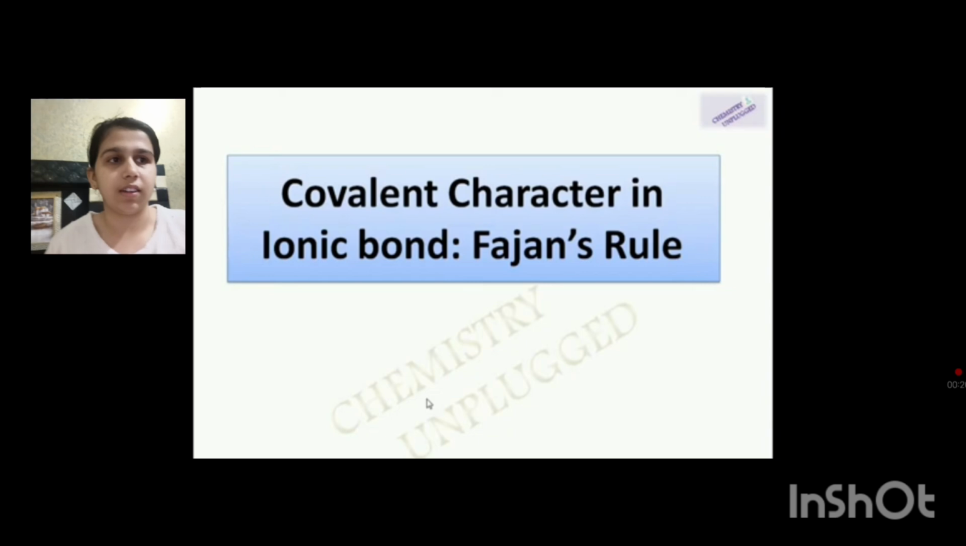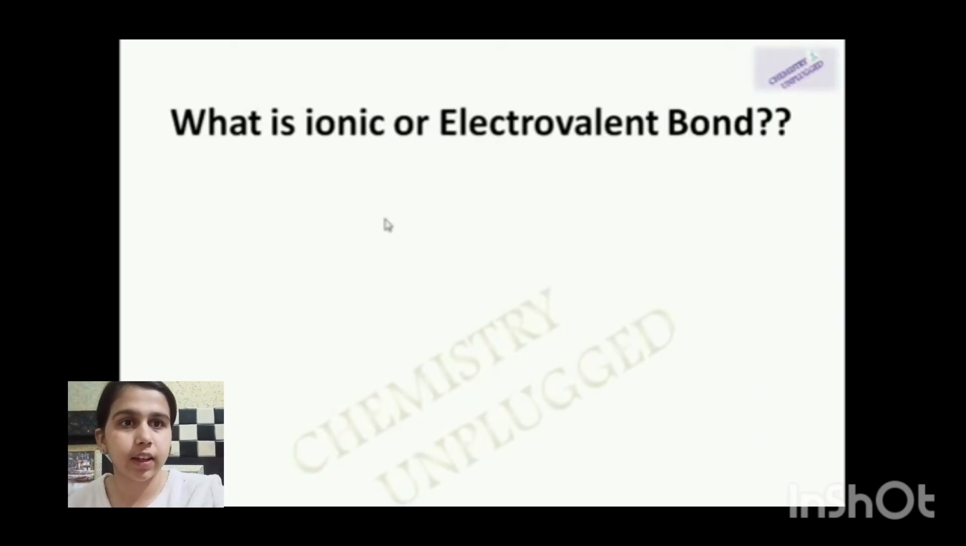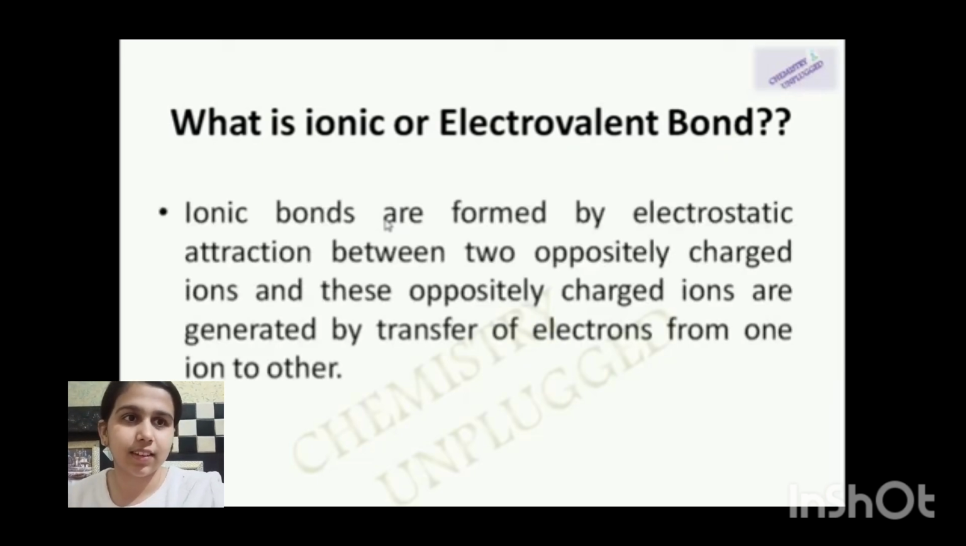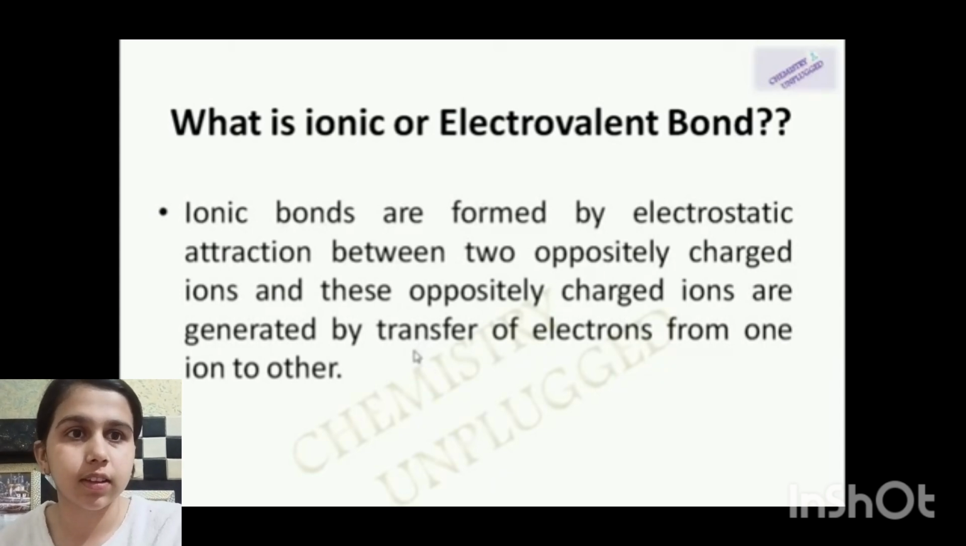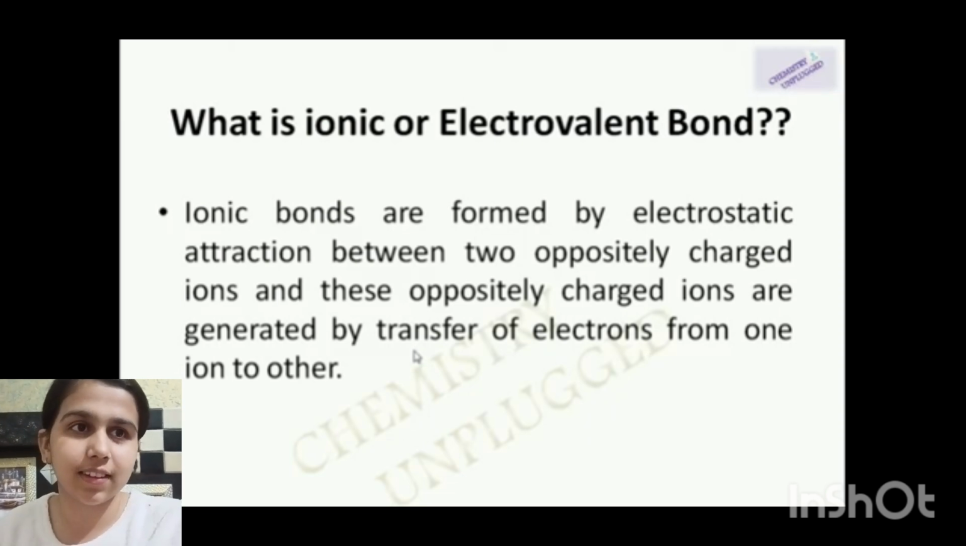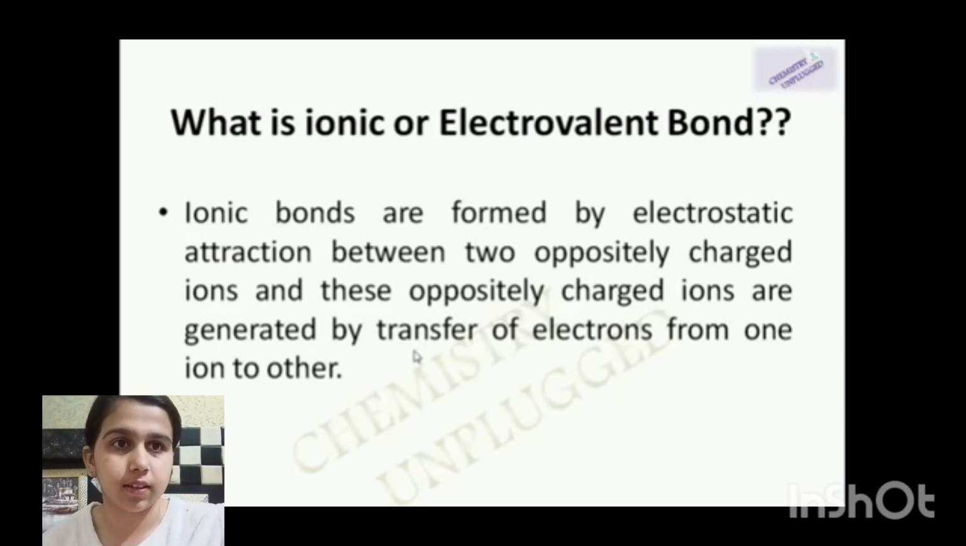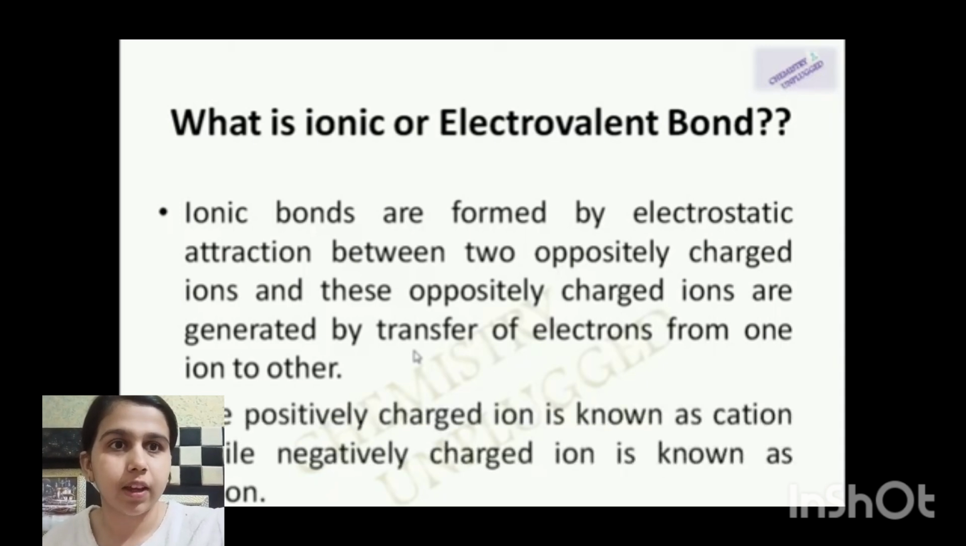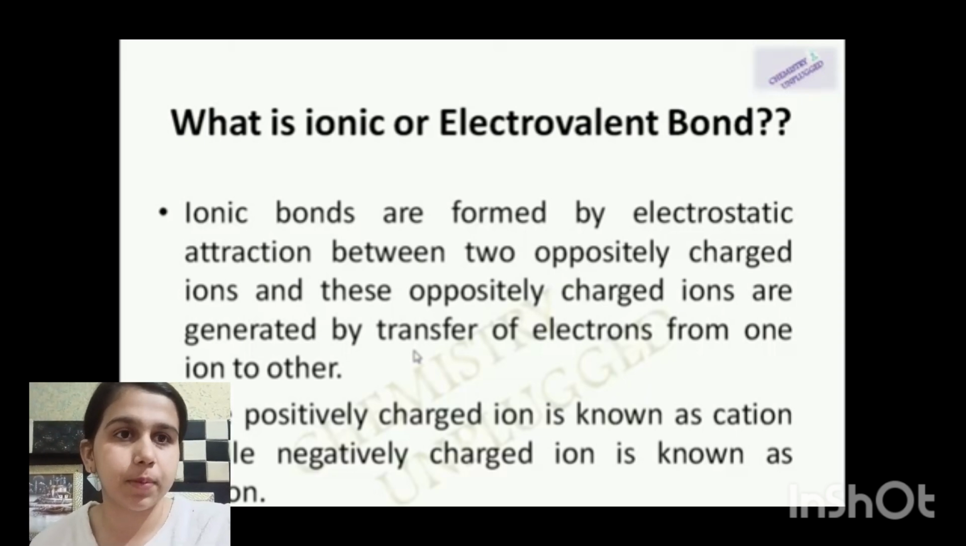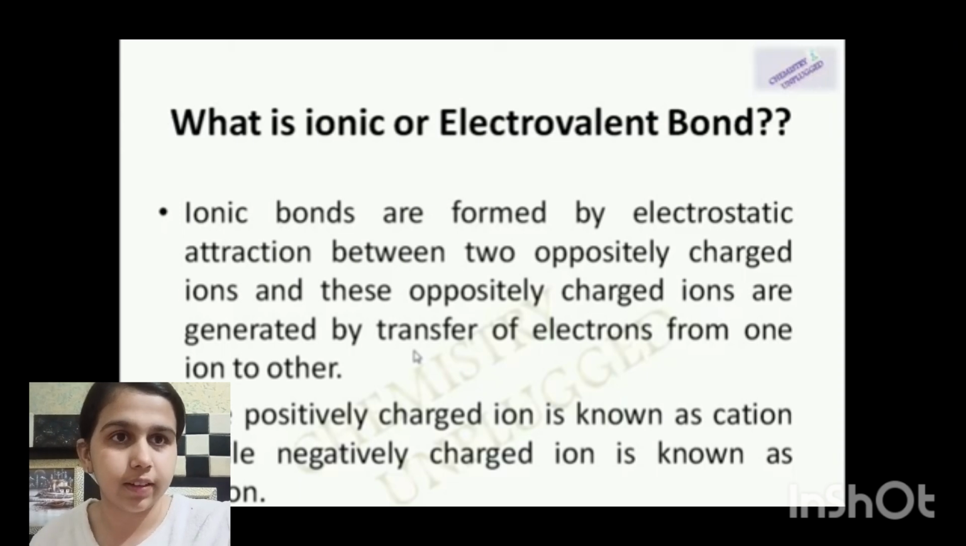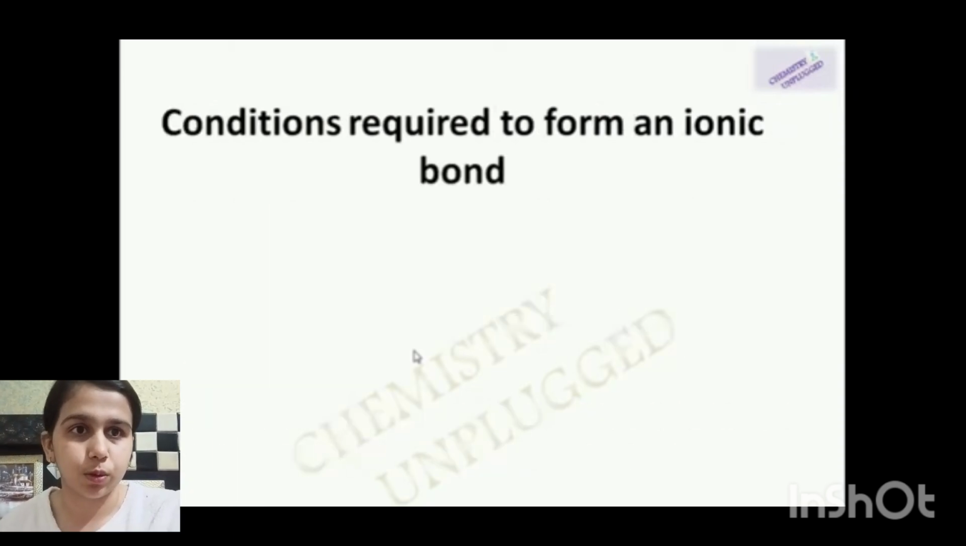So let's start. If we want to know about the covalent character in an ionic bond, I want to give you a brief introduction about ionic or electrovalent bonds. Electrovalent bonds are formed by electrostatic attraction between two oppositely charged ions, and these oppositely charged ions are generated by transfer of electron from one ion to the other. The ion which gives its electron is known as cation and it has positive charge, while the ion which accepts electron is negatively charged and is known as anion.